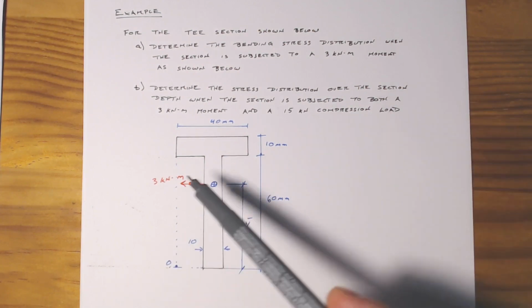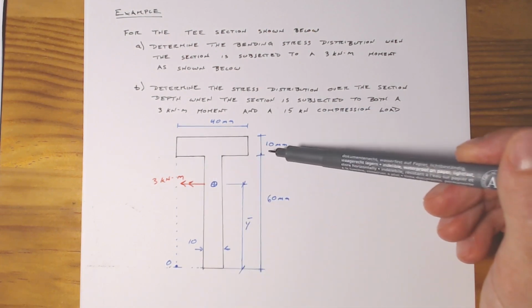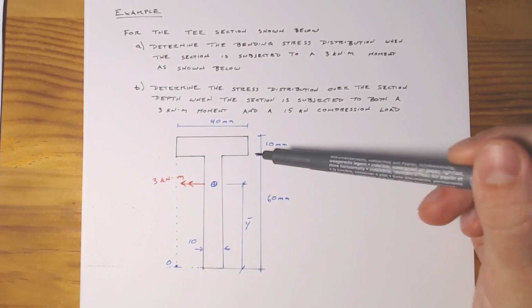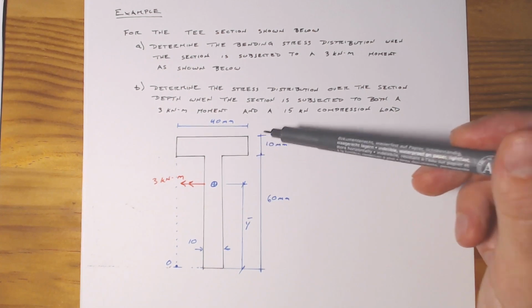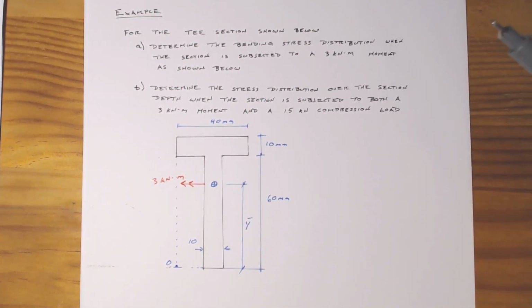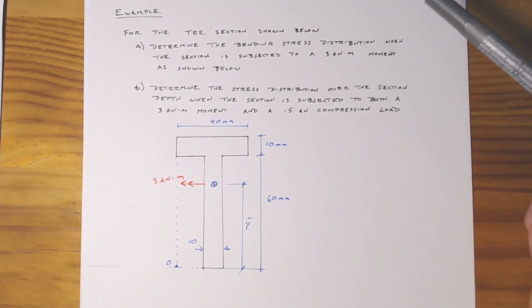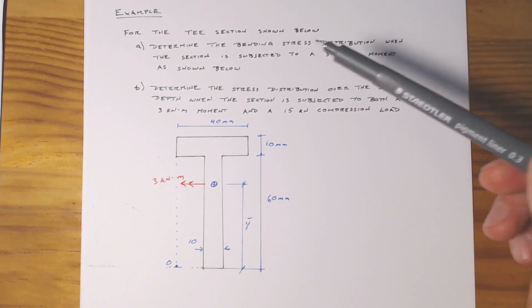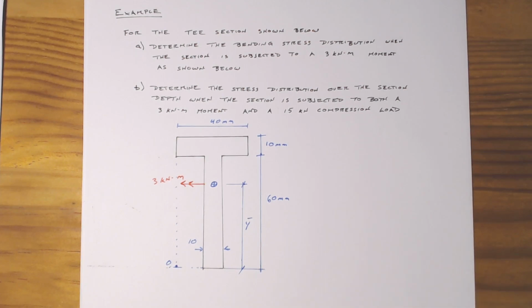And so that's a pretty straightforward T-section, 40 millimeter width at the top flange. Both the flange and the web are 10 millimeters thick, and the web is 60 millimeters tall with a full section depth of 70 millimeters. So part A is simply to work out what the bending stress is. Part B is to determine the overall stress distribution when we have both this 3 kilonewton meter moment applied as well as a 15 kilonewton compression load applied. So that's what we're going to be looking at in this video.